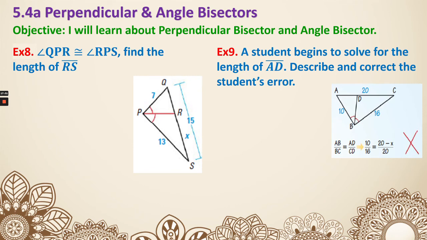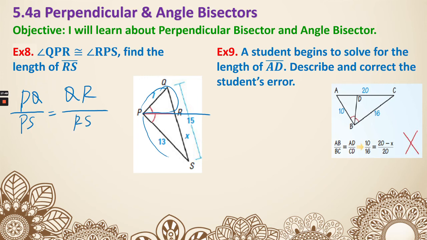By the given information, we know that is the angle bisector. So that means PQ over PS, same as on the same side of the angle bisector, so QR over RS. You can see RS is being labeled as x, which means QR must be 15 minus x. So PQ is 7, PS is 13, QR is 15 minus x, and RS is x. I forgot how to solve that kind of thing when you have fractions equal to each other. That is called cross multiplication.